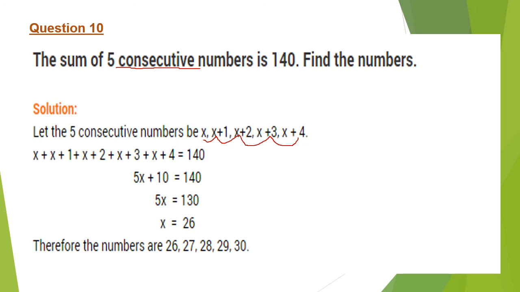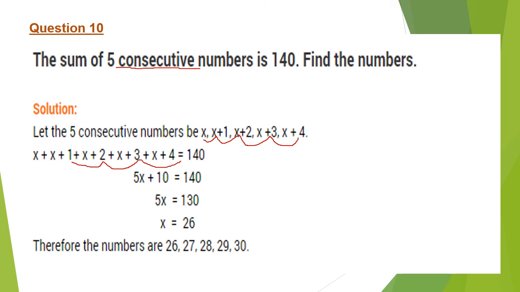x, x plus 1, x plus 2, x plus 3, x plus 4. The sum of these 5 numbers is equal to 140. Sum means we want to add all these terms. x plus x plus 1 plus x plus 2 plus x plus 3 plus x plus 4 is equal to 140. 1x plus 1x, 2x; 2x plus 1x, 3x; 3x plus 1x, 4x; 4x plus 1x, 5x. Plus 1 plus 2, 3; 3 plus 3, 6; 6 plus 4, 10. 5x plus 10 is equal to 140.